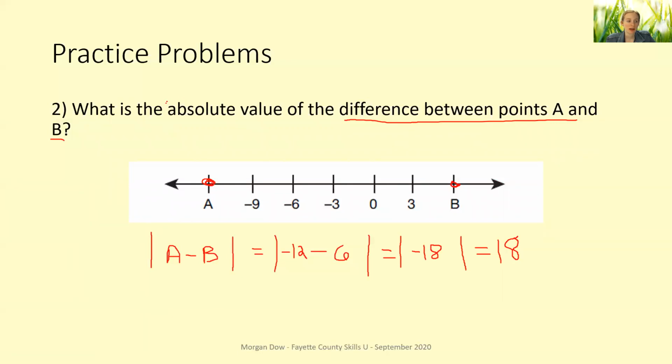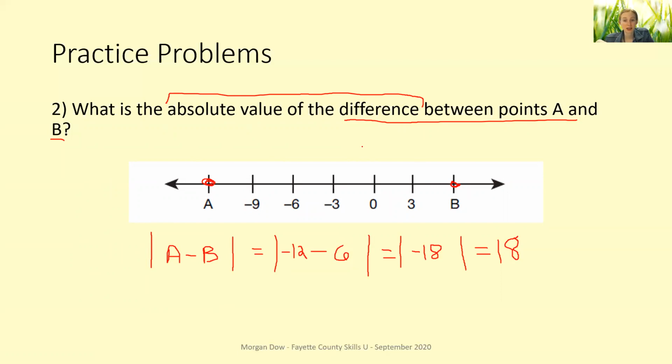Whenever you're talking about the absolute value of the difference between two things, what you're really saying is the distance. Because difference, right, subtraction will give you either a positive or a negative result. But then when you take the absolute value of that, you're saying, I don't care if it's positive or negative, I just want to know that total distance.